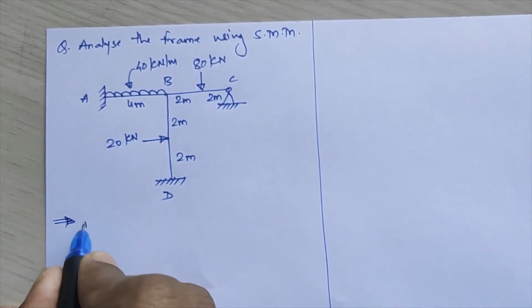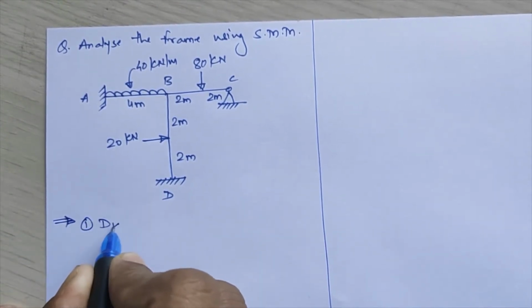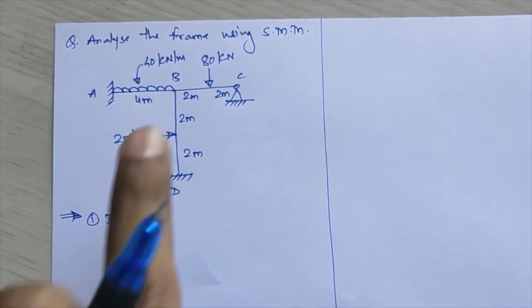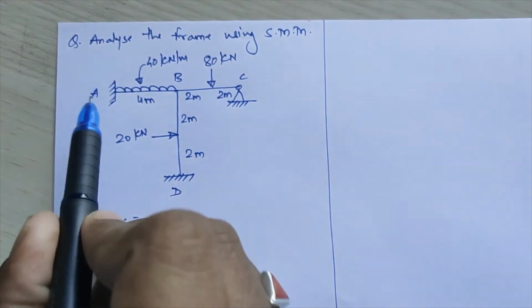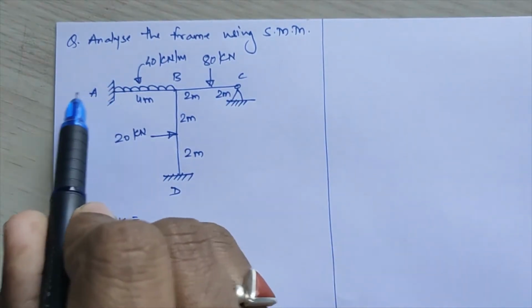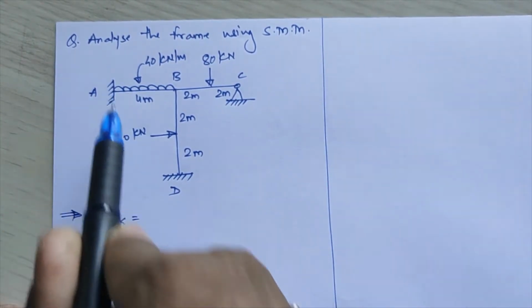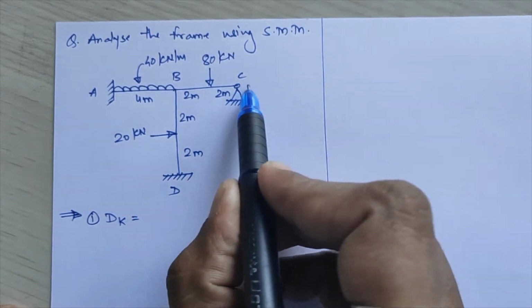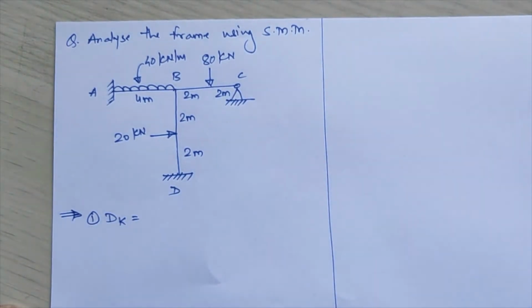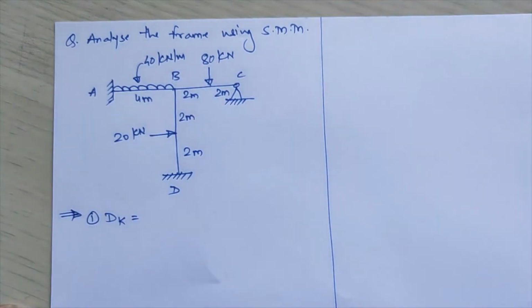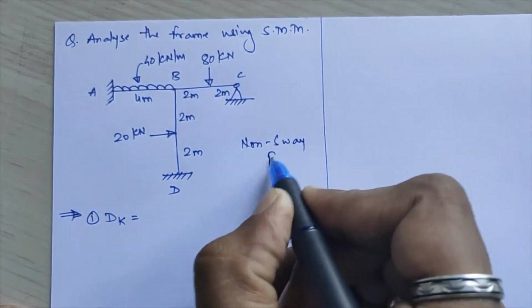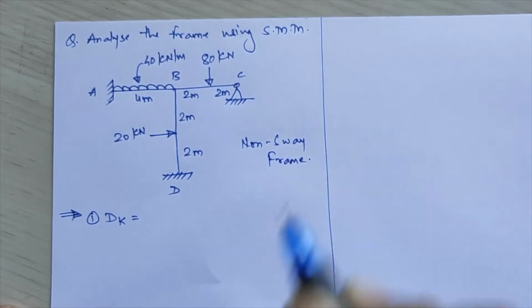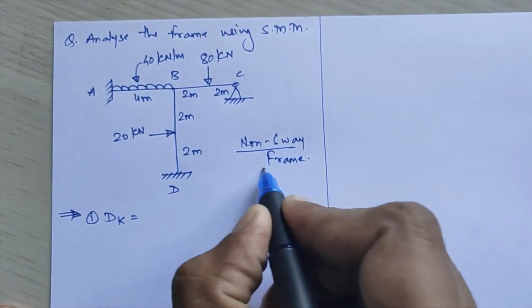First step, we'll calculate the kinematic indeterminacy of the frame. The classification of this frame we'll see first. This frame will be a non-sway frame. Why? Because the lateral load reactions HA and HD will be restrained by this horizontal reaction HC. So this frame will be classified as a non-sway frame, and then we'll do the analysis.